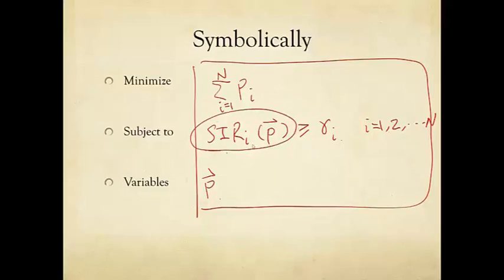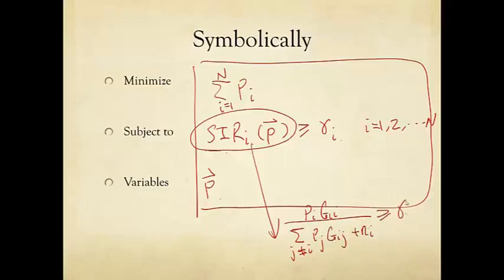If we write out the definition of SIR, then what we have is Pi Gii over the summation across all j not equal to i, Pj Gij plus Ni. And we want that to be greater than or equal to gamma i. If you look at this, say, gee, this is a pretty complicated expression, right? I got a numerator, I got a denominator, and sums in the denominator. But actually, it is an easy problem in disguise.